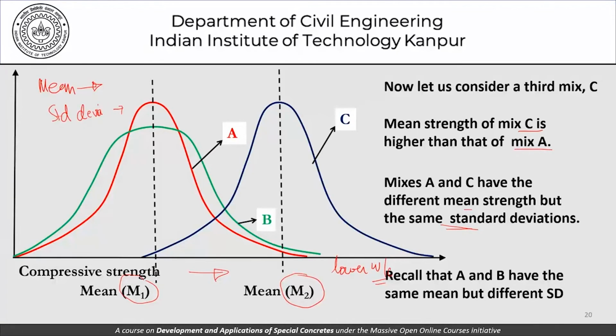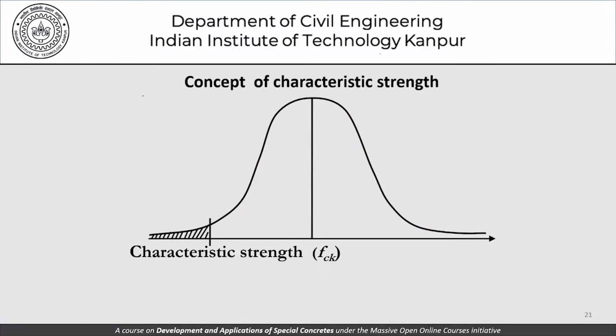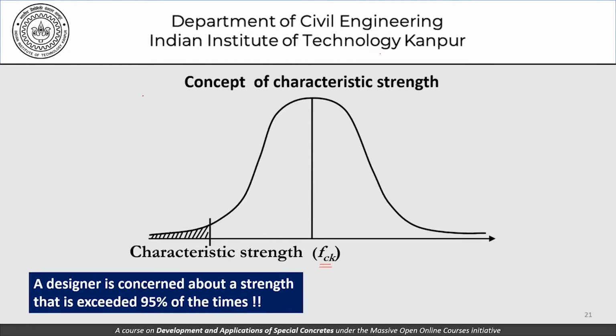Of course, that's what I'm saying here. Recall that A and B have the same mean but different standard deviations. Now the concept of characteristic strength is that we define a strength value here, which is called the characteristic strength, often represented as FCK, and that is the strength that the designer is concerned about. The designer says that this is a strength which is exceeded 95% of the times.